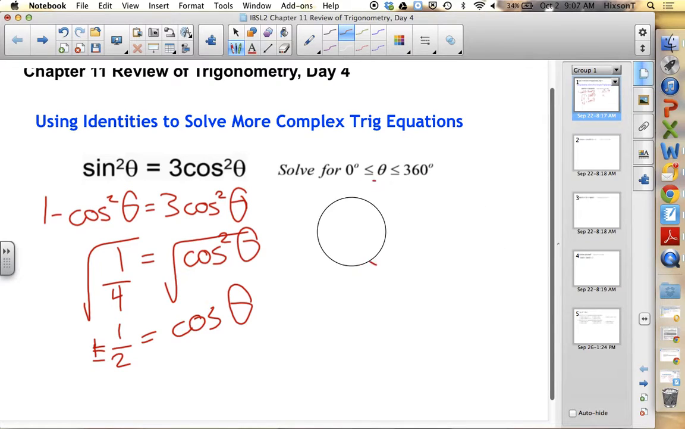It seems like it'd be a fairly common thing. I don't know. You may have solved this one a little bit differently too, because there is more than one way to solve this. The only other way I could think of quickly would be to divide everything at the beginning by cosine squared, and you get tangent squared equals 3.